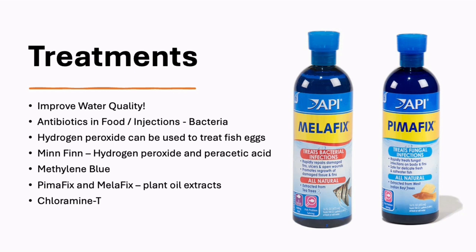Hydrogen peroxide can be used to treat fish eggs to prevent fungal infection. Products such as Minfin, which is hydrogen peroxide and peracetic acid, are useful in preventing fungal growth on the fin. Methylene blue can be used in the water to reduce fungal growth and some bacterial growth. We mentioned Pimafix and Melifix, which are plant oil extracts. And then chloramine T, which is another chemical treatment that can be useful, especially for columnare disease.